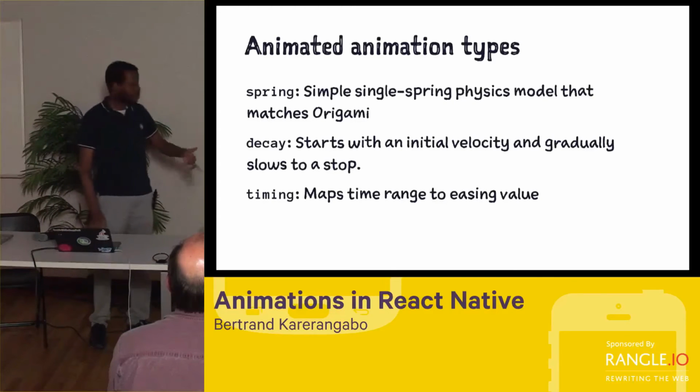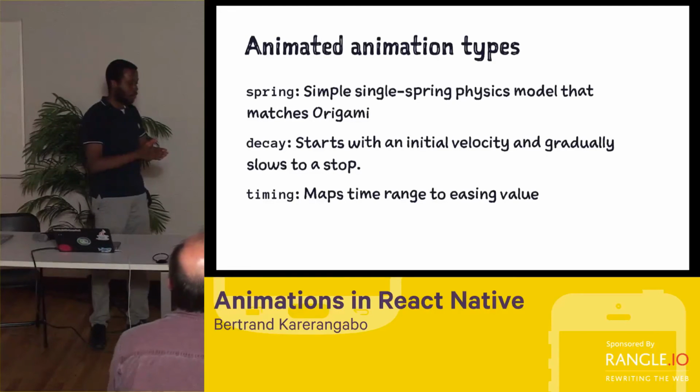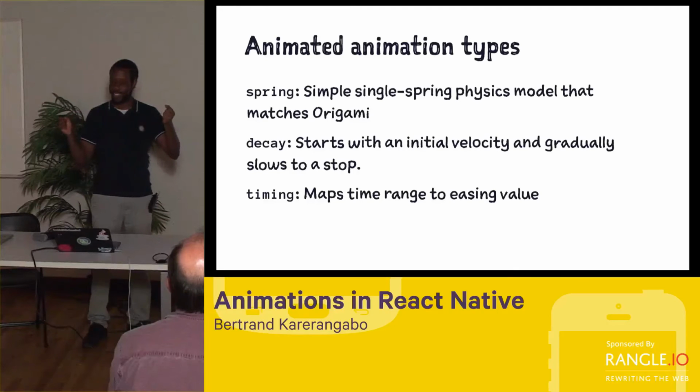There's also decay and timing. With decay, you have a velocity, and it comes to a stop. It's a decay. Again, when we're dealing with this, remember that we're going from an input to an output. All these are a question of going from an input to an output. In the first case, we're going from a number to another number using a spring. So it kind of bounces. It can overshoot that number, for example, because it's a spring.